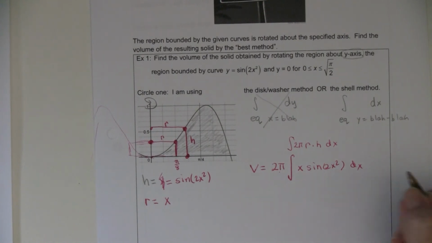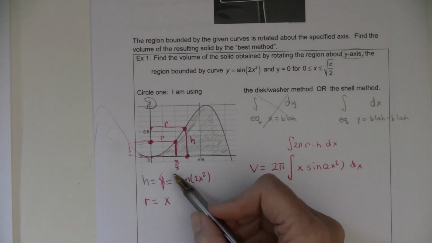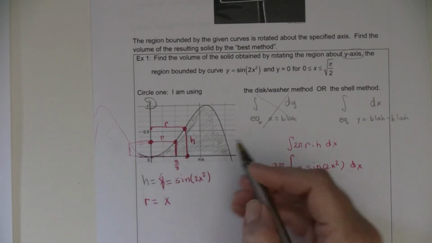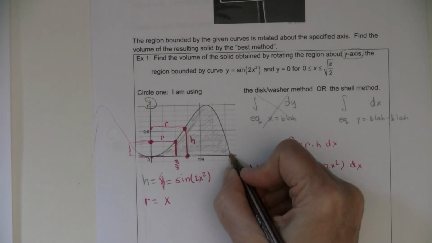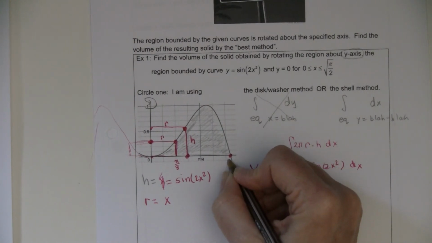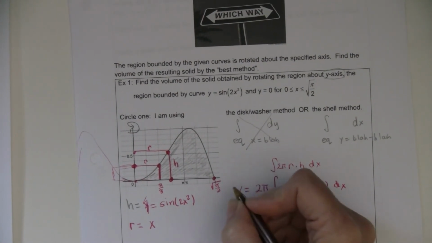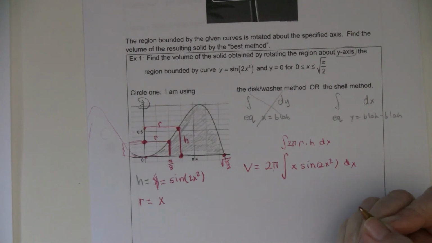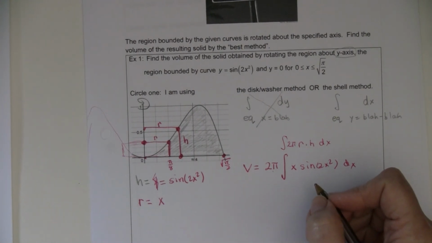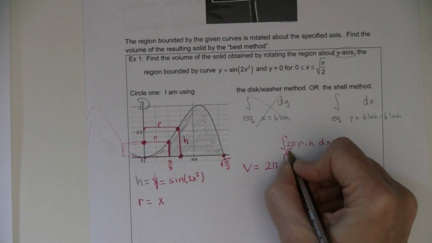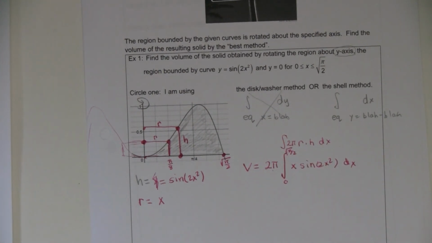And so this is going to pick up all of my heights that I could have. They start at 0, and they go right to here. And that value right there is the square root of pi over 2. So we're going to put that here, 0 to the square root of pi over 2. Okay, so there's our bounds there.